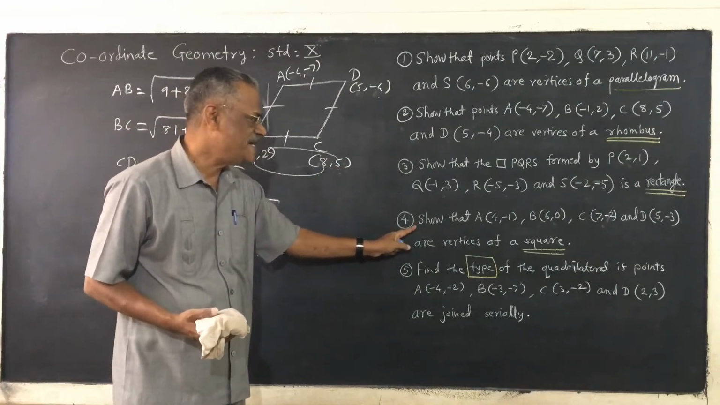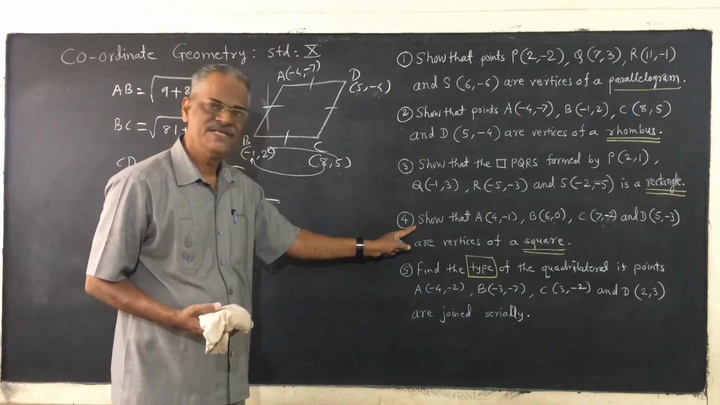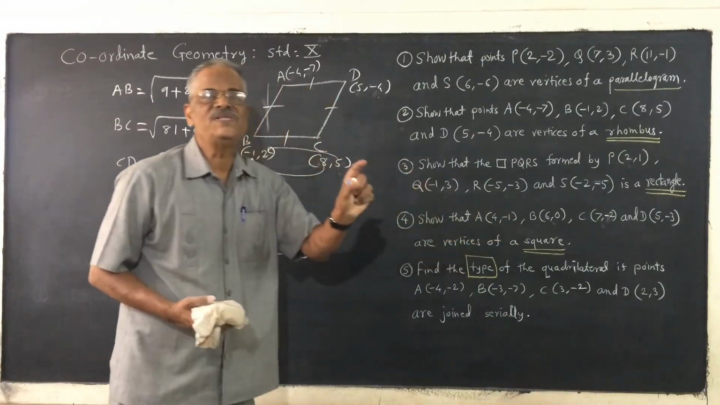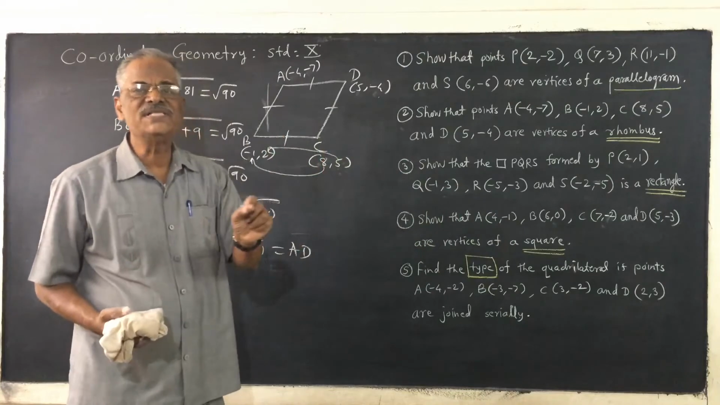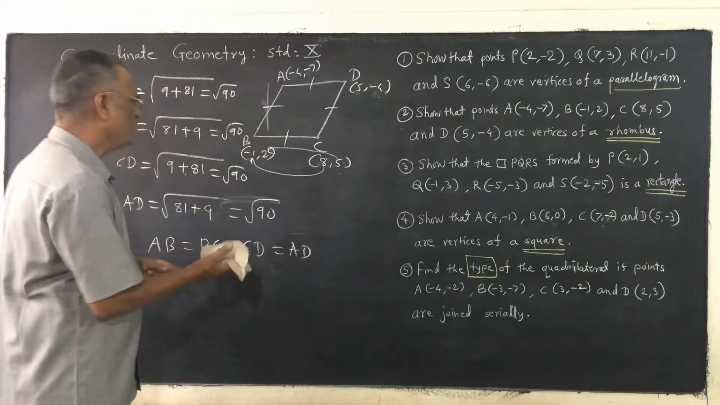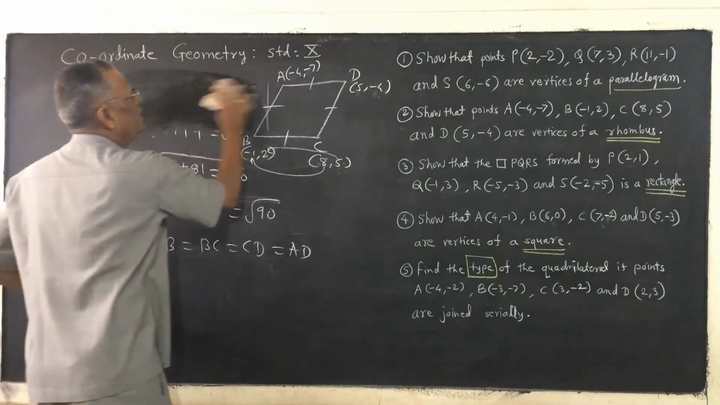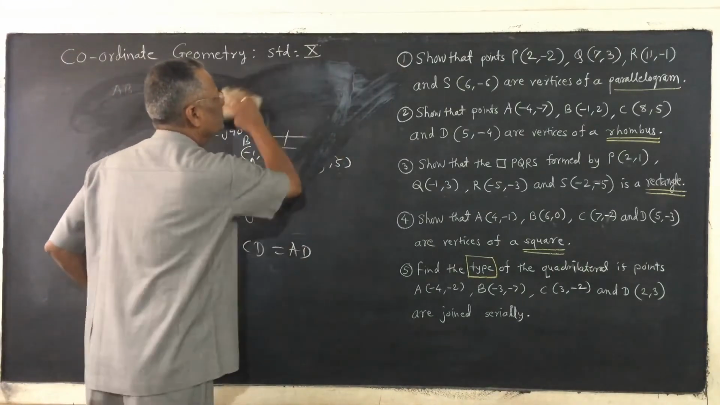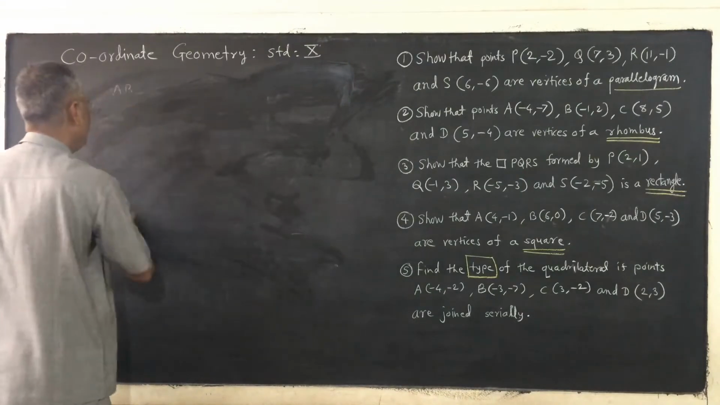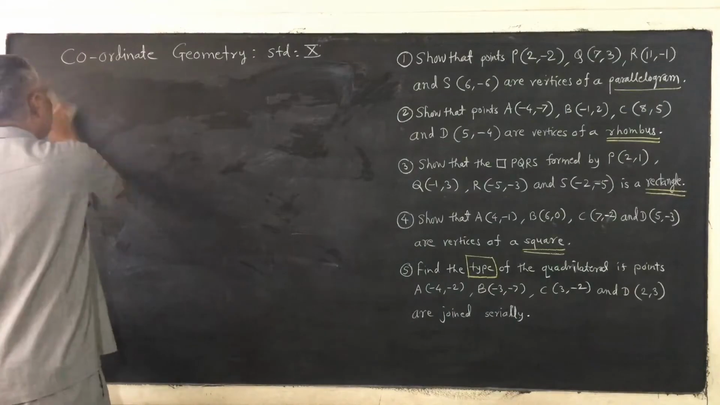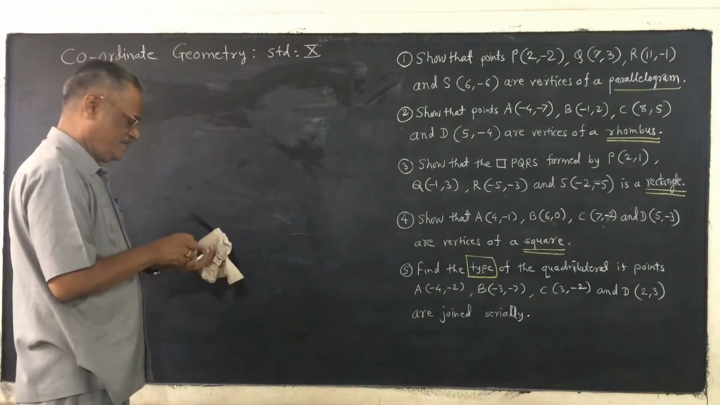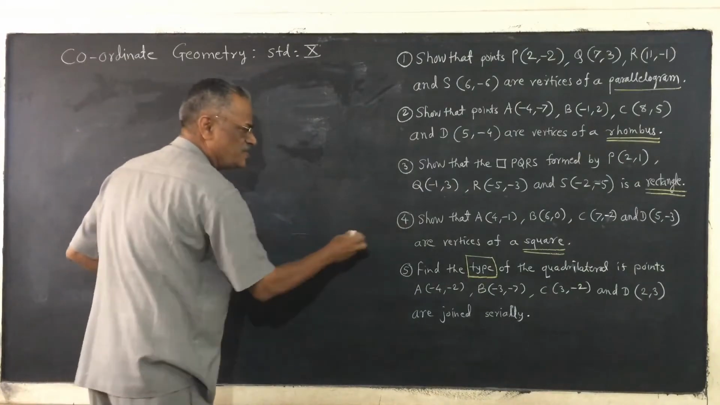At the same time, the fourth example. You have to show that it is a square. Same method. You remember the property of a square: all sides are equal and diagonals are equal. So let us try to solve this fourth example. We have to show that it is a square. Draw a rough diagram of the square.